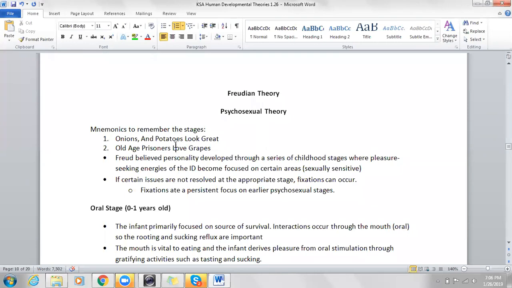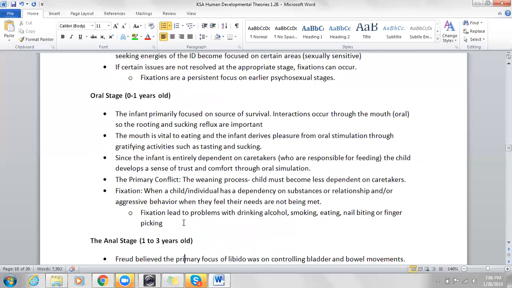So what is the basis of this theory? Freud believed personality developed through a series of childhood stages where pleasure-seeking energies of the id become focused on certain areas. So they're sexually sensitive, which we'll be using the term libido. So if certain issues are not resolved at their appropriate stage, fixations can occur. So fixations are a persistent focus on earlier psychosexual stages, meaning some regression.